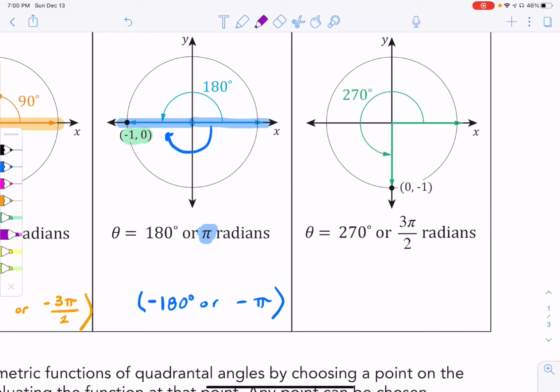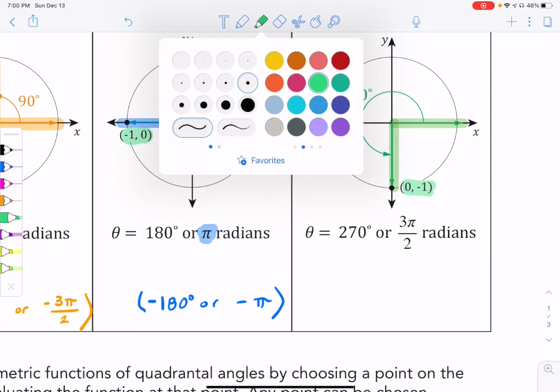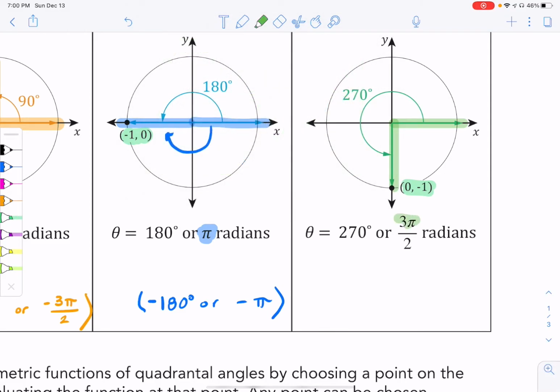And lastly, if you graph initial side at the positive x-axis, terminal side on the negative y-axis, you're looking at a 270-degree angle with a point located at 0, negative 1. This is comparable to 3 pi over 2 radians. And if we were to write this as a negative, meaning if we start here and go to this point, we're at negative 90 degrees or negative pi over 2.